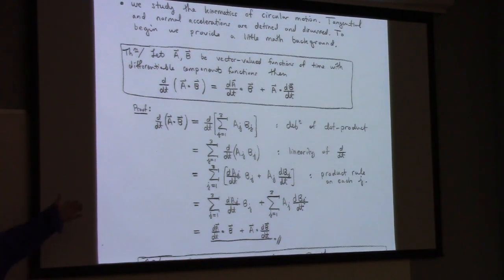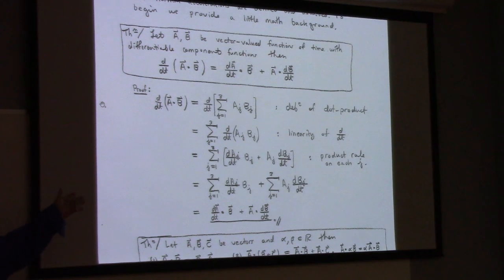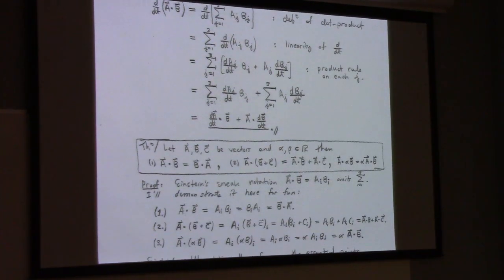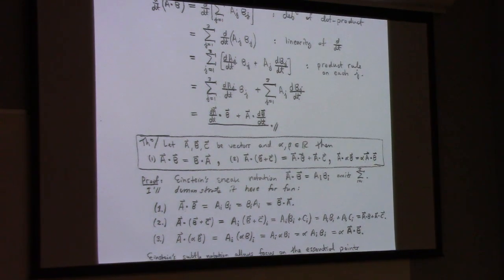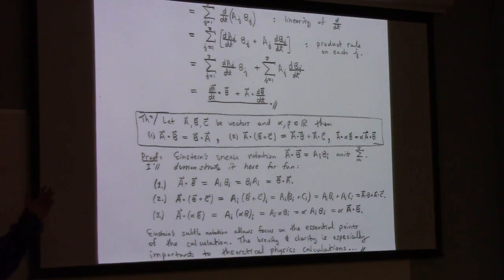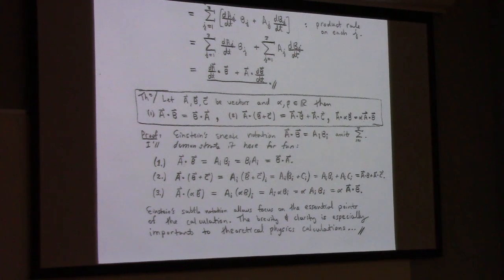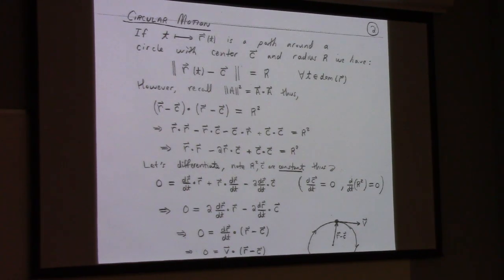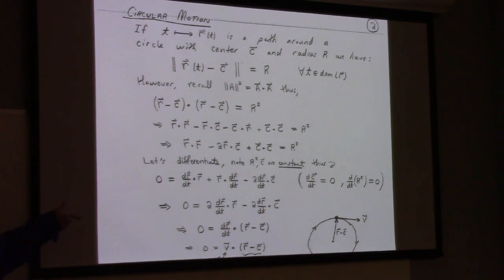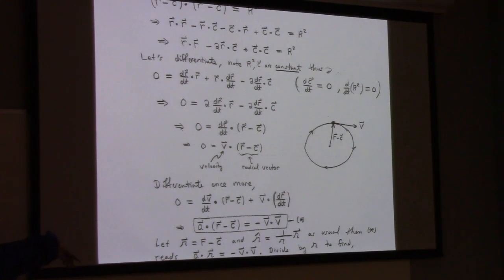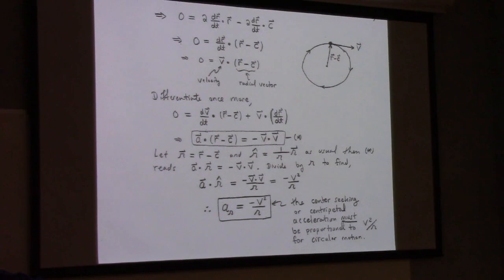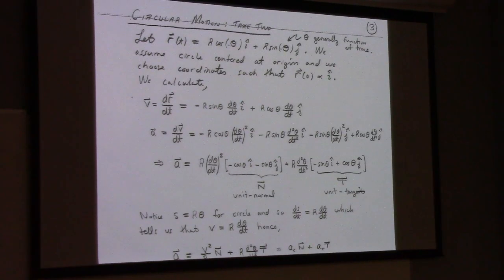So here's the proof of the product rule for the dot product in n dimensions. Hooray! Here's the proof that the dot product is commutative and distributive. Wonderful. This is not a math class, so I will try not to talk too much about it. I just went through this derivation with you guys. This is what we just worked out.